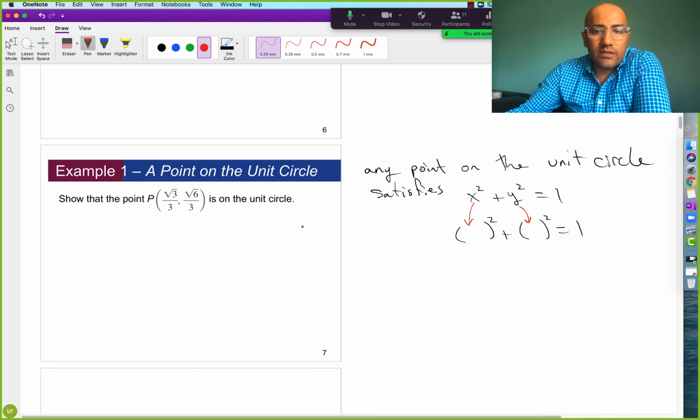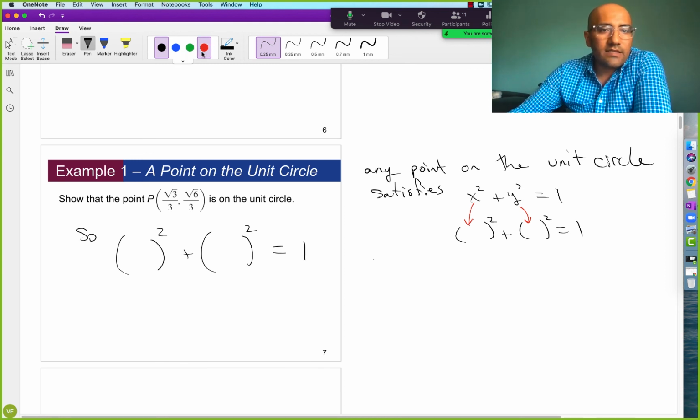So if it's true that this is a point on the unit circle, then when we have blank squared plus blank squared, it must equal 1. This point is going to be on the circle if, when the x coordinate goes there and the y coordinate goes there, we get a true statement. The point is root 3 over 3 and root 6 over 3. Oops, sorry, this is over 3.